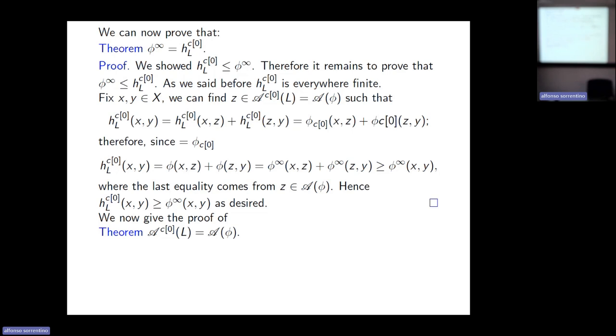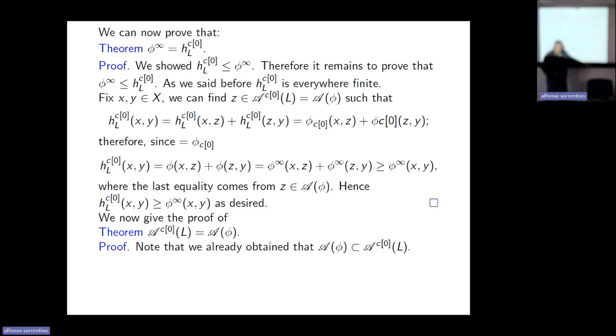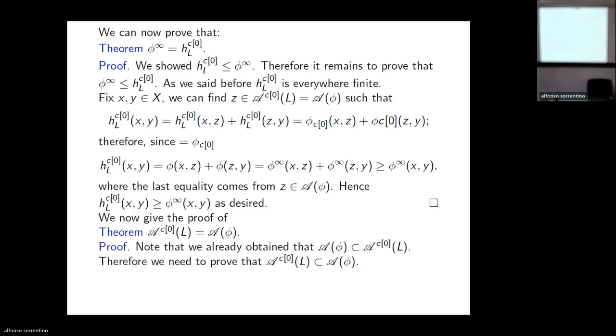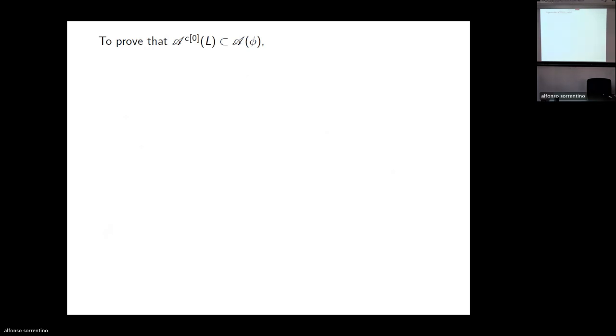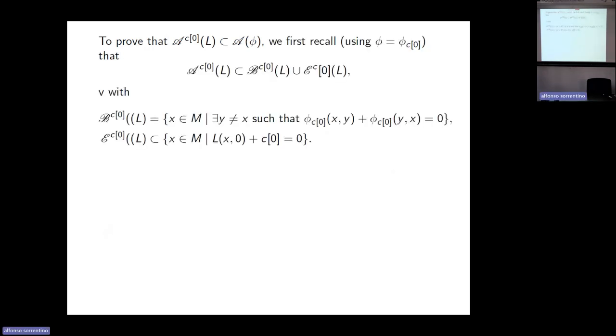Now we give the proof of that fact. We already showed that F phi is included in A C0 L. So we need to prove that A C0 L is included in F phi. Now, to prove that, we recall that A C0 L is contained in the union of the two sets, B C0 L and E C0 L. Okay. Typing problem here.